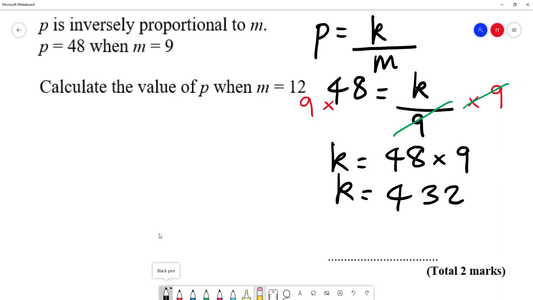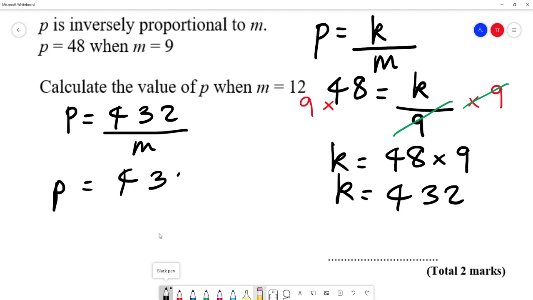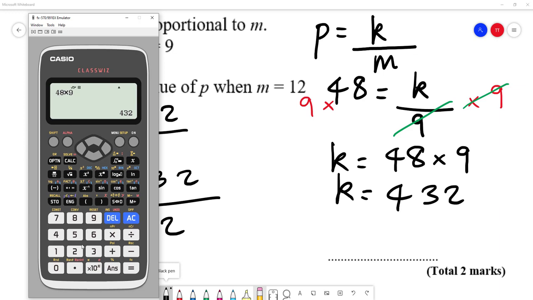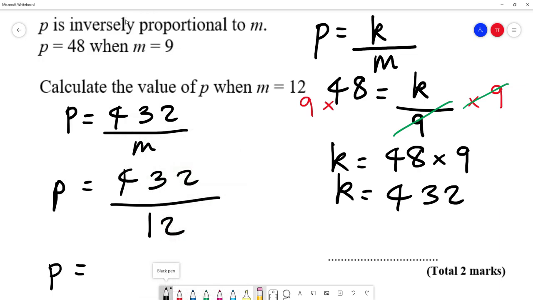So the formula we require is P equals 432 divided by M. Now calculate the value of P when M is 12. So P equals 432 divided by 12. So 36. So P equals 36.